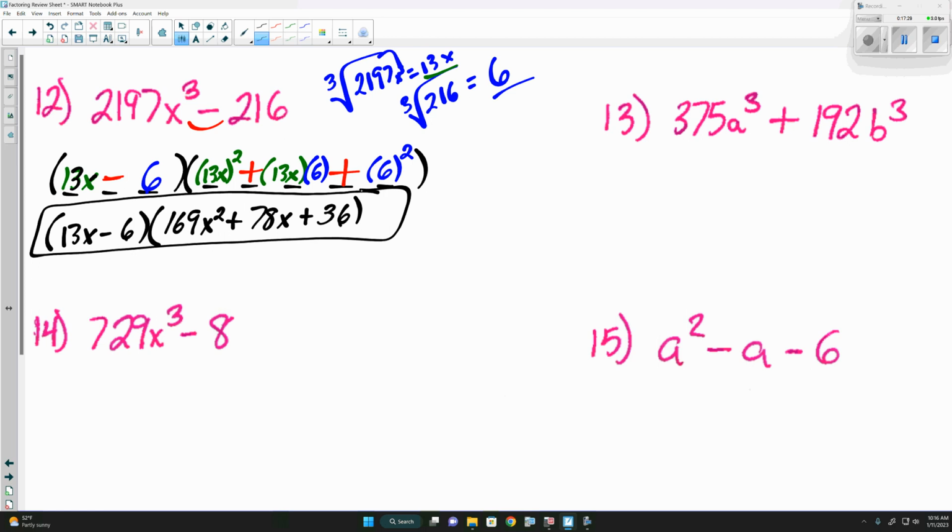Questions on how we got to this here? Any other questions on this so far? Questions on 13, 14, or 15 before we go back to the previous 4? 13.